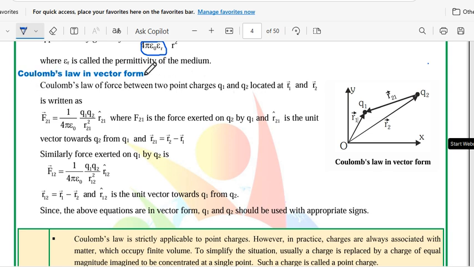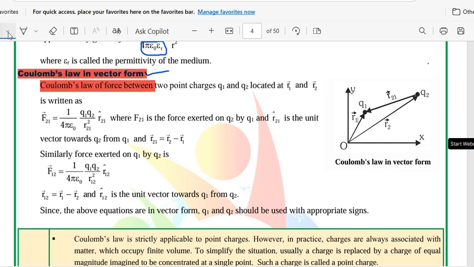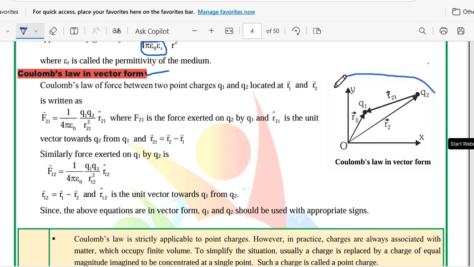The last concept for today's session is Coulomb's law in vector form. I need to explain this. So how do you represent Coulomb's law in vector form? Let us discuss. How do you represent Coulomb's law in vector form? What do you see in the picture here?